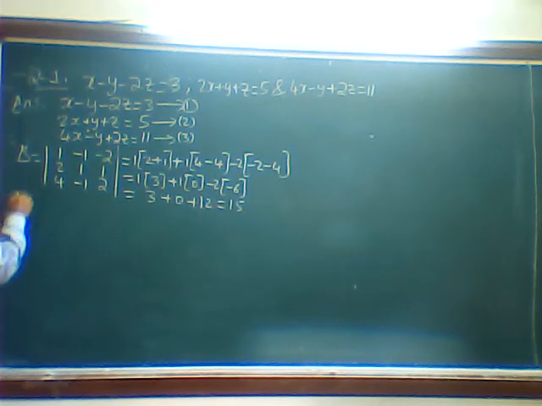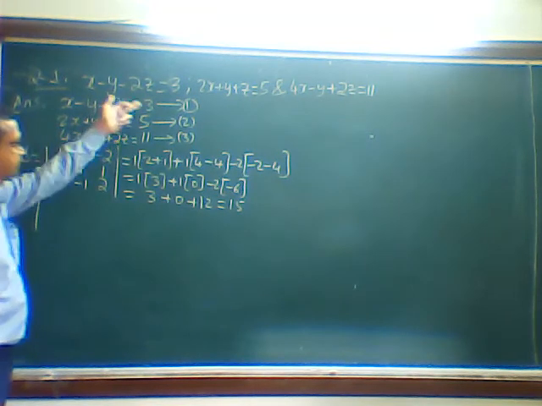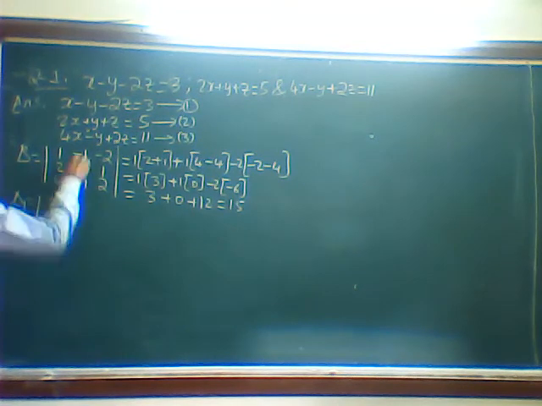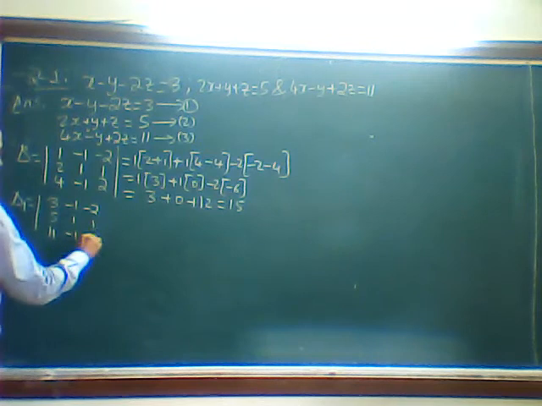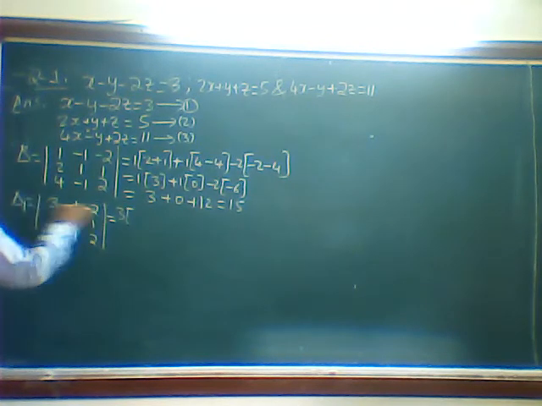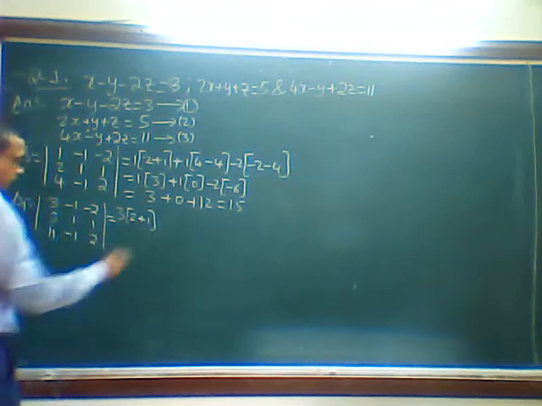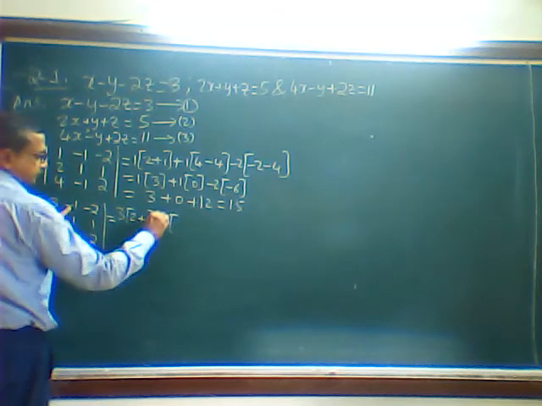Okay. Next we will find out delta 1. Delta 1 will be what? In delta, the first column will be replaced by 3, 5, 11. Next ones as they are. First row, first column is deleted. 1 into 2 is 2, minus, minus into minus is plus 1. Next again minus 1, minus, minus, plus.